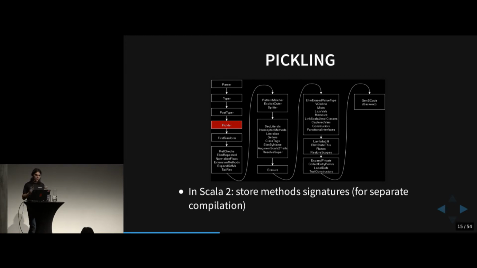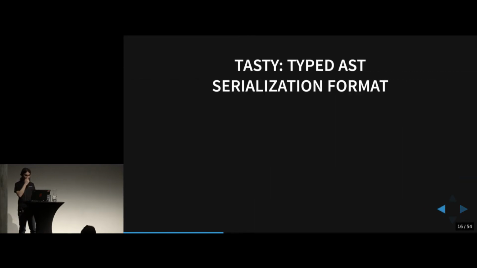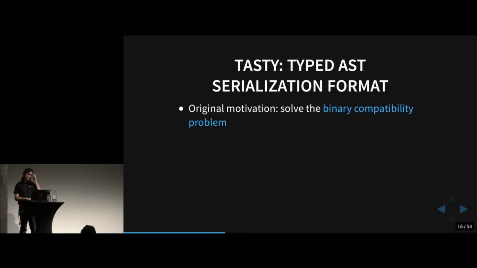So in Dotty, we also have a pickler, but it goes further. It stores the whole trees of the type checker output. We call this Tasty because picklers are tasty. It's the typed AST serialization format. And the main motivation for doing that, the original motivation, is to solve the binary compatibility problem.